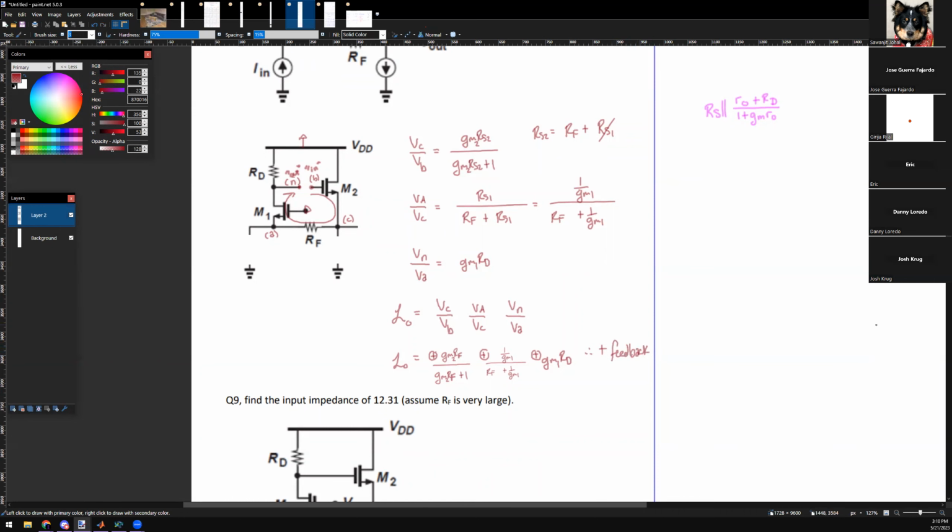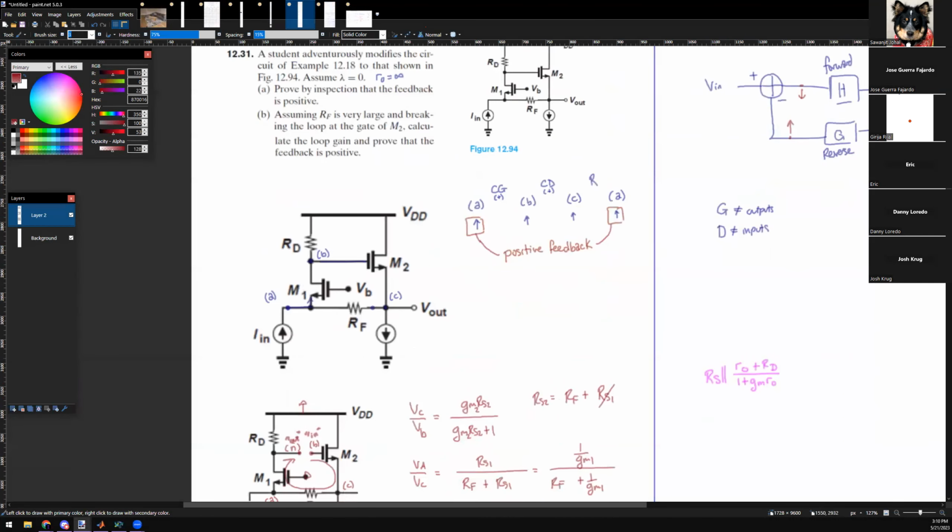Okay. In case there was a common source in any of the configurations, then it would be negative feedback, I believe, correct? I don't know.